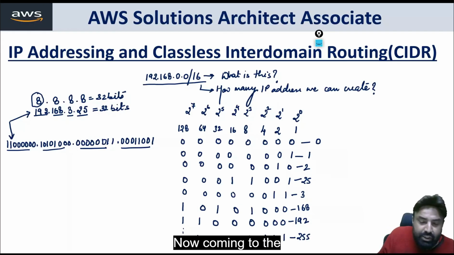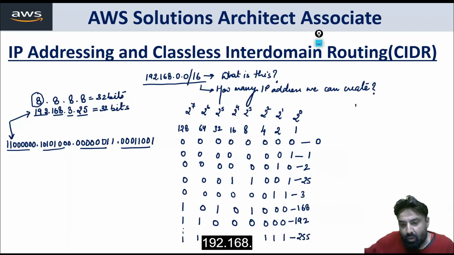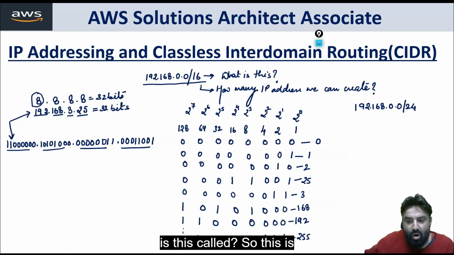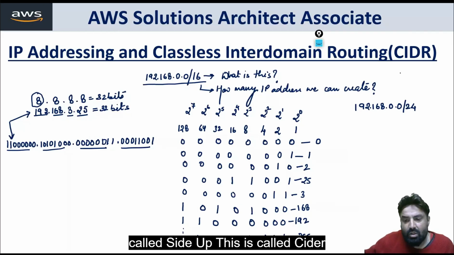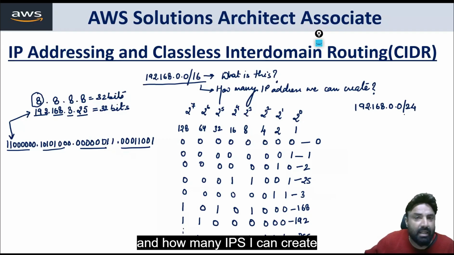Now, coming to the question which I have given you, let's say I'm giving you one new question: 192.168.0.0/24. Now, my second question is, what is this called? This is called CIDR, classless inter-domain routing. And how many IPs can I create?